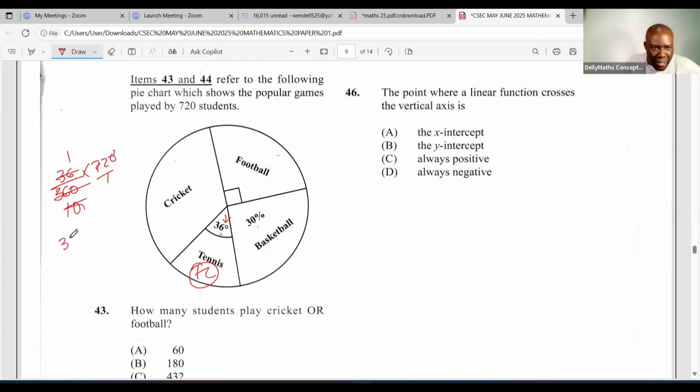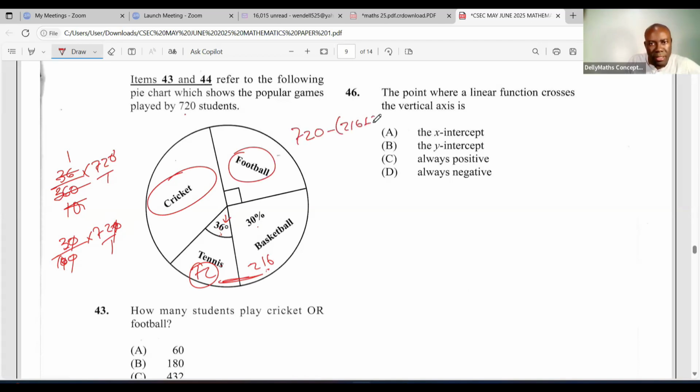For 30%, I can just find 30% of the same 720. So 30% is to multiply the 72 by 3. This is 216. If you want to do it the long way, zero cancels zero, you could see 72 times 3 is actually this. If I add up these and take it from the total, I'm left with those who play cricket or football. So basically, 720 subtract 216 plus 72. That's my answer. It's about 432 persons for the others.